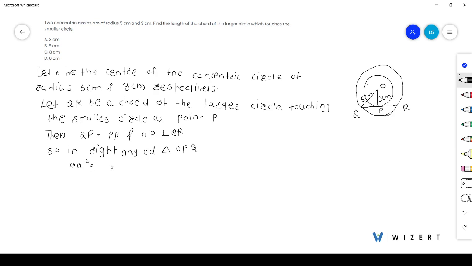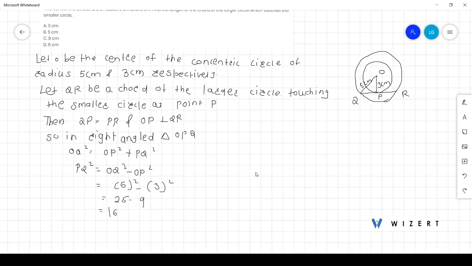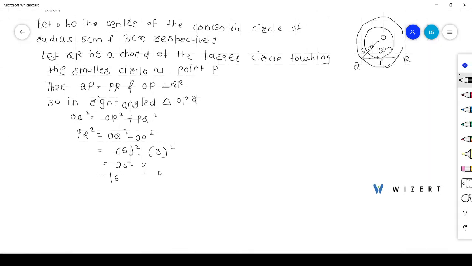OQ square equals OP square plus PQ square. So PQ square will be OQ square minus OP square, that is 5 square minus 3 square, that is 25 minus 9, which is 16. Taking square root on both the sides, we get PQ equals 4 centimeters.